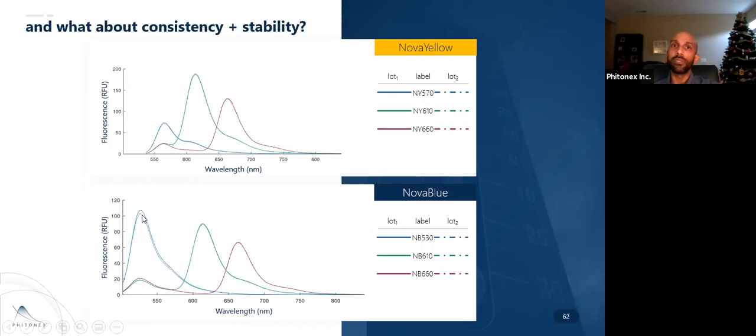About the only place that you can really see any type of variation is for our Nova Blue 530 down here. And even this difference is less than 5%. So we've got really, really good lot-to-lot variation, which is going to make repeating your experiments a whole lot easier.